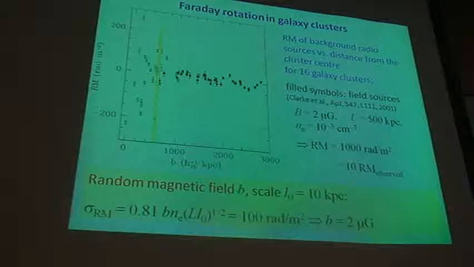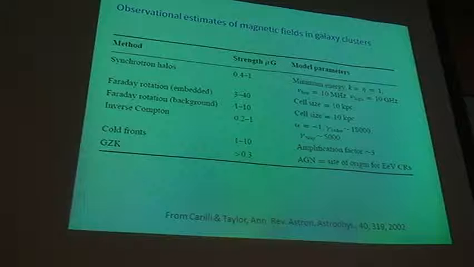So you immediately come to the conclusion that what we have in the clusters is a random magnetic field of the strength of a couple microgauss, whose scale is comparable to the scale of the galaxies. Then all the ends meet, and we have a more or less acceptable general picture. There are several ways to estimate magnetic fields in galaxy clusters. This is a table I copied from a review, a more or less recent review, 7 years old now, of Carilli and Taylor in Annual Reviews.